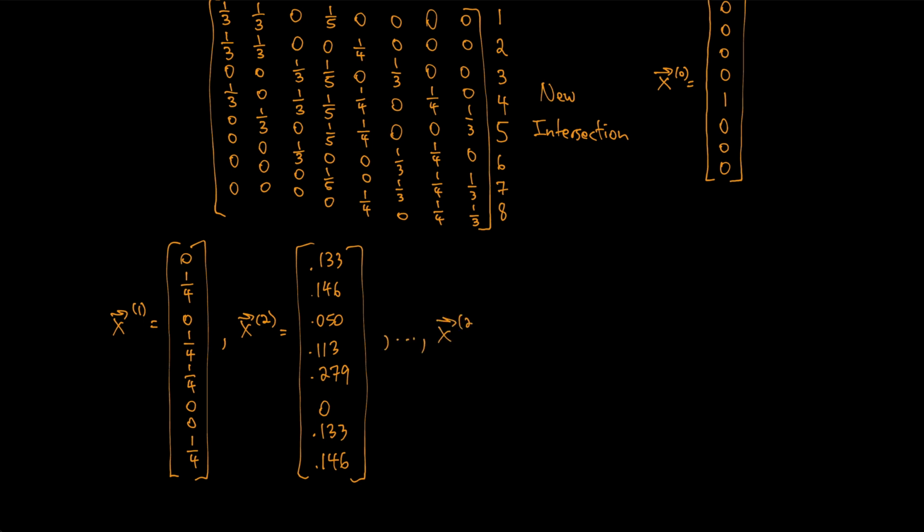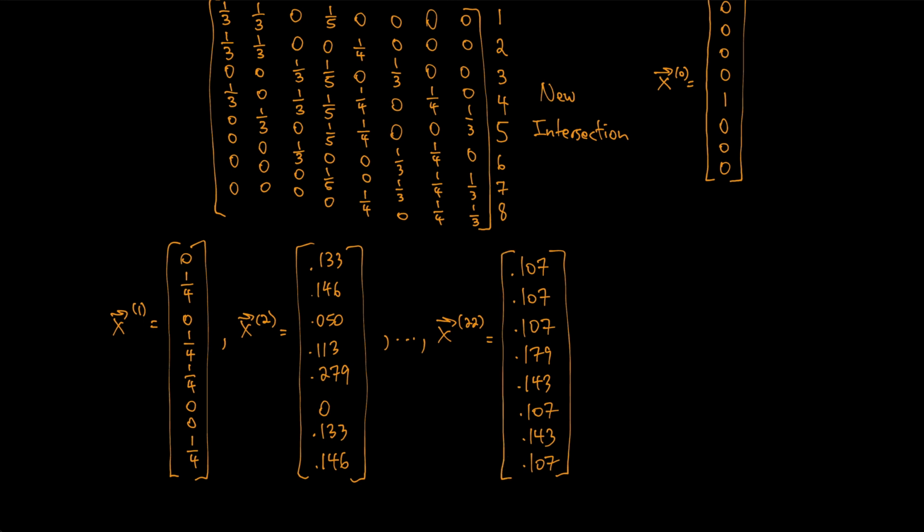We could get to x22 and see that it would be 0.107, 0.107, 0.107, 0.179, 0.143, 0.107, 0.143, 0.107. And beyond this, all of the vectors, x23, 24, and so on, are all the same as x22 up to 3 decimal places. So as with the other examples, they do approach a fixed vector.